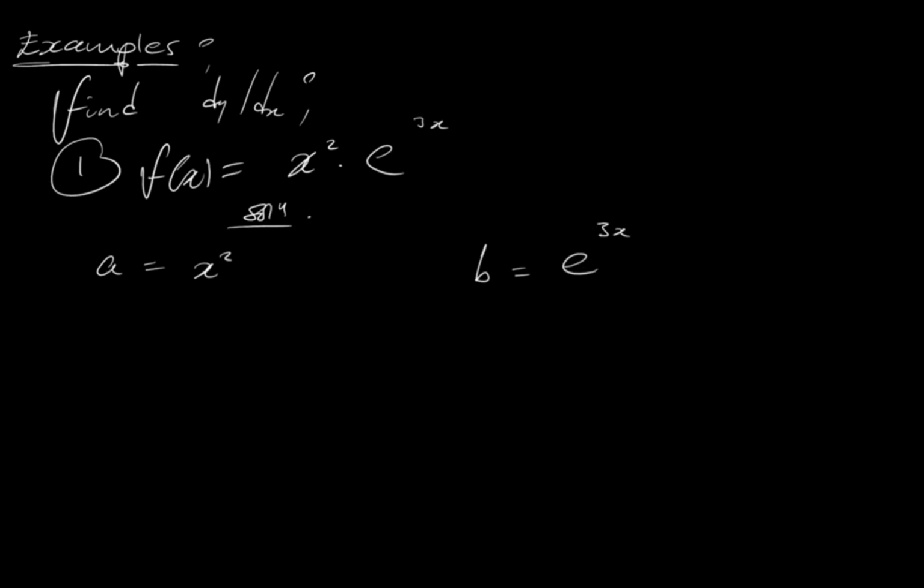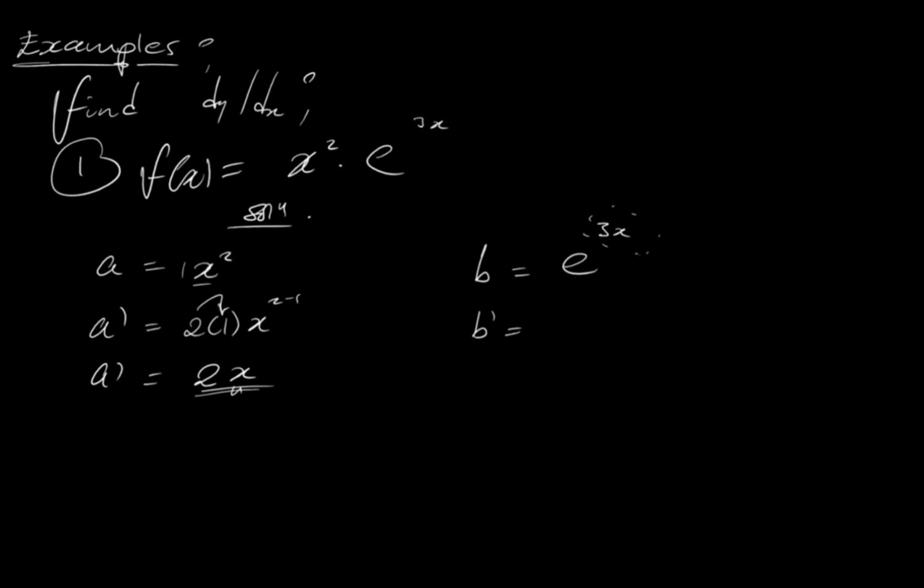Then after that, find a prime and b prime. So a prime will be, for this one, I'll just apply the basic power rule. So the power will multiply the coefficient, which is 1. So 2 times 1, and the power will be reduced by what? 1. So a prime is equal to 2 multiplied by 1, this 2, x to the first power, and that will be a prime. To find b prime, remember, given e raised to something, the derivative will simply be the derivative of something times e to the something. So this is our something.